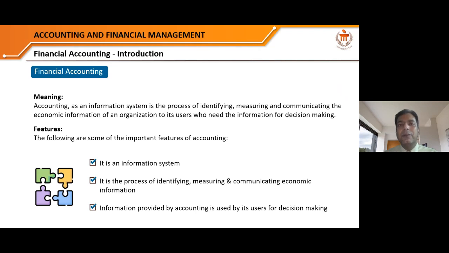Then it's the process of identifying, measuring, and communicating economic information. So we identify, we measure, and we communicate economic information to the users. Then the information provided by accounting is used by the users for decision making. So we have an information system which provides us information, and that information is used for various decision makings.